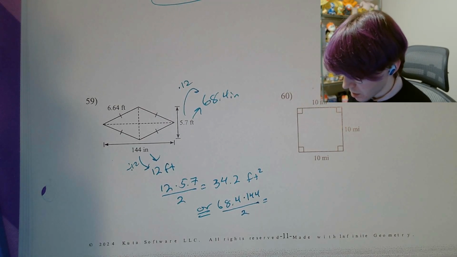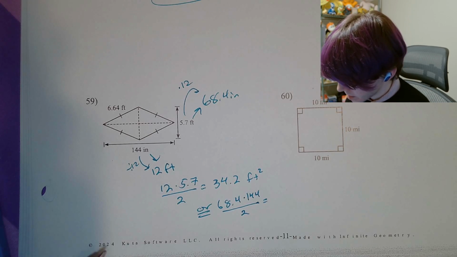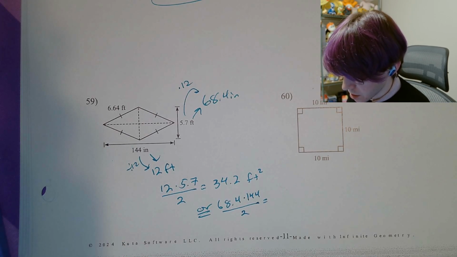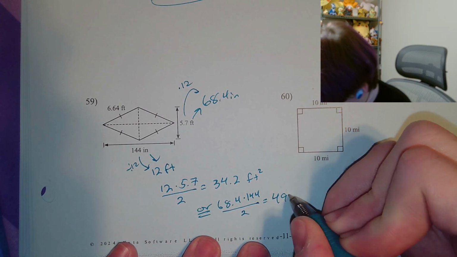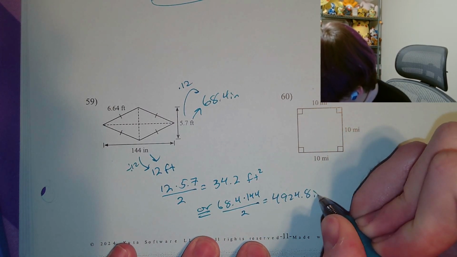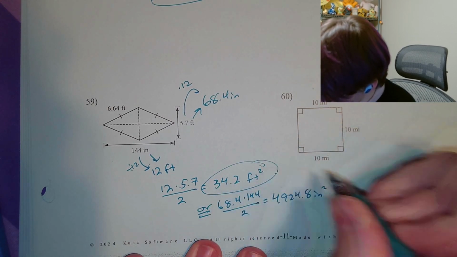Holy moly, that's going to be a big number. 68.4 times 144 divided by 2. Turns out that's 4924.8 inches squared. So here are our two correct answers.